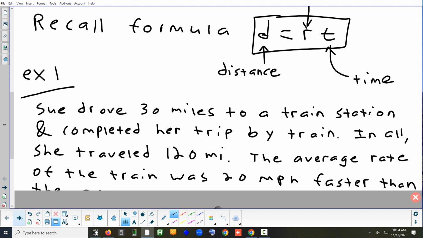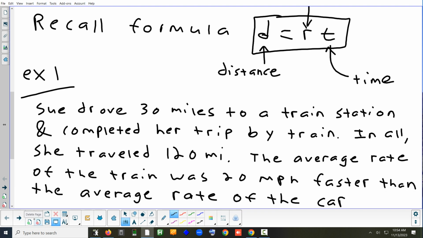Okay, so what's basically going to be happening here? This person is going to be taking a trip, and they're using 2 modes of transportation to get where they're going. One mode is a car, the other one is a train. And then they give us some information about each mode of transportation. The goal is going to be to find out how fast the car is going and how fast the train is going. They don't tell us that.